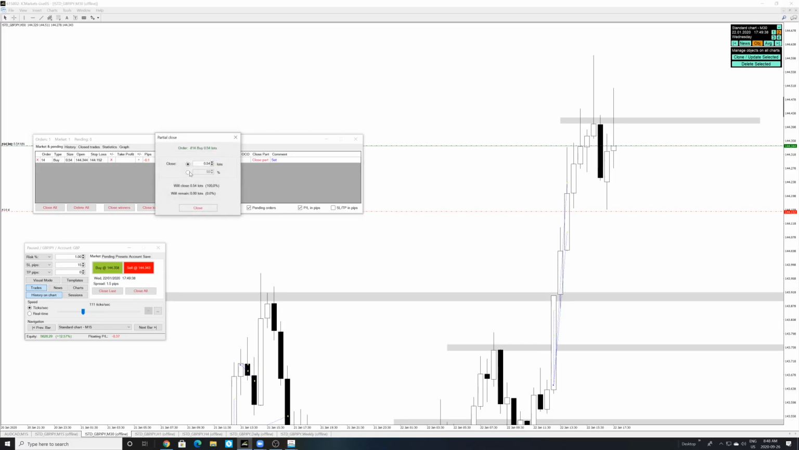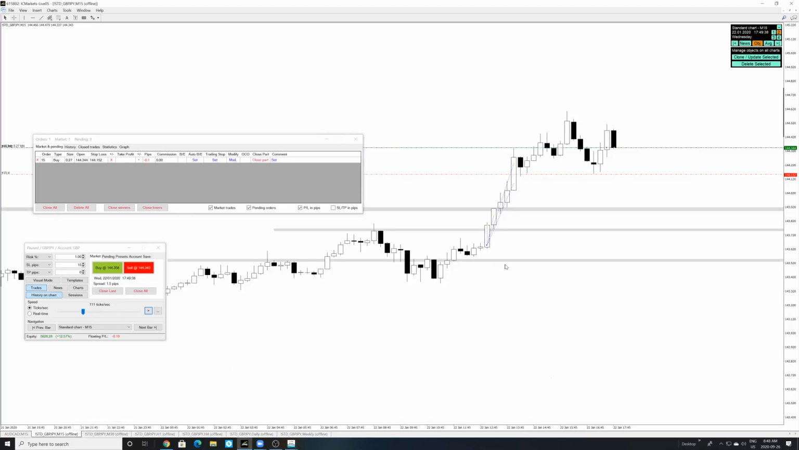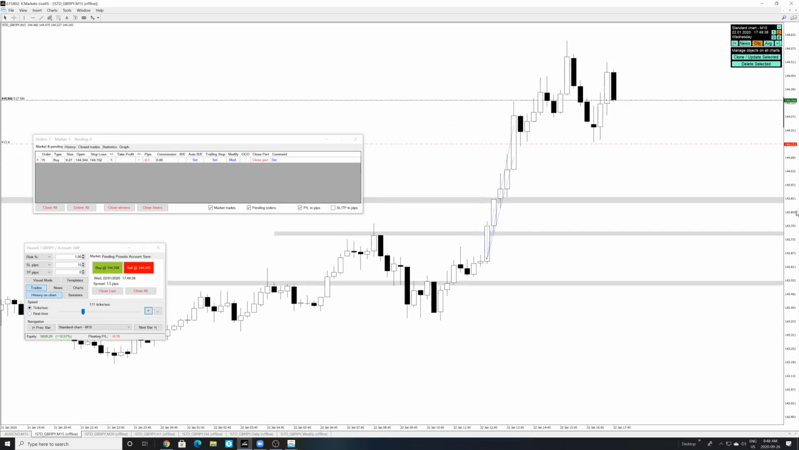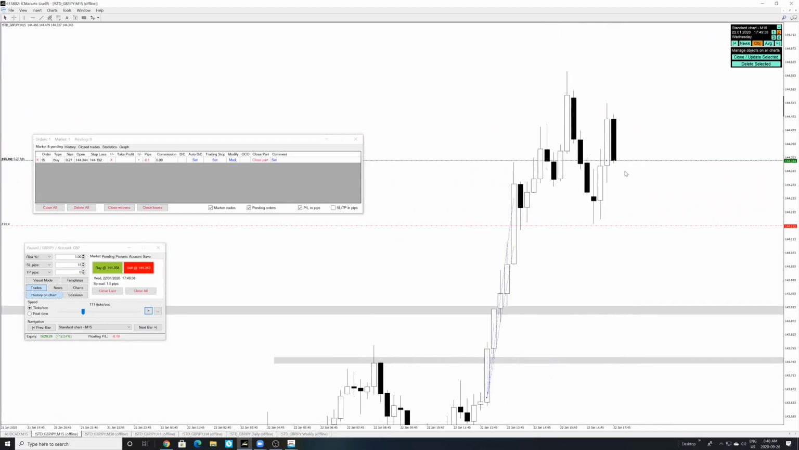I'm always closing 50% at that point. So I'm closing 50% at this point. There we go, I close, right? Now I'm looking at the time, looking at the 15-minute, and when I'm looking at the 15-minute, I'm looking to see that, okay, if this 15-minute candle breaks the low of the previous one, then I'm closing another 50%.